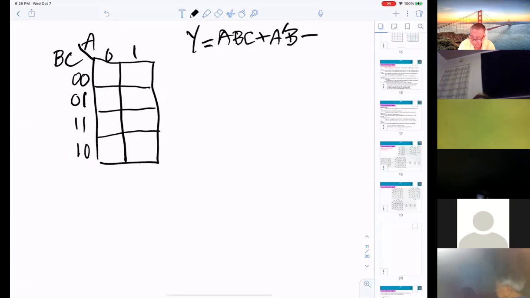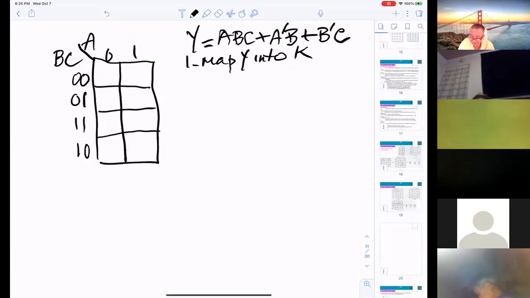One, two, three, four. Okay. First thing I want you to map Y into the K-map: A, B, C plus not A, B, and so on. For each product, you map it by logic 1.